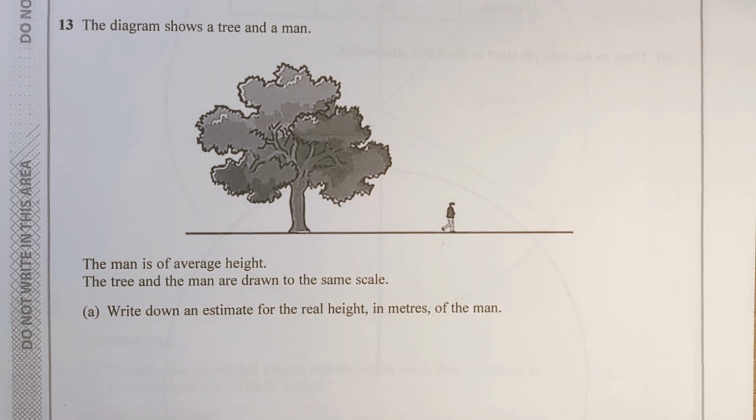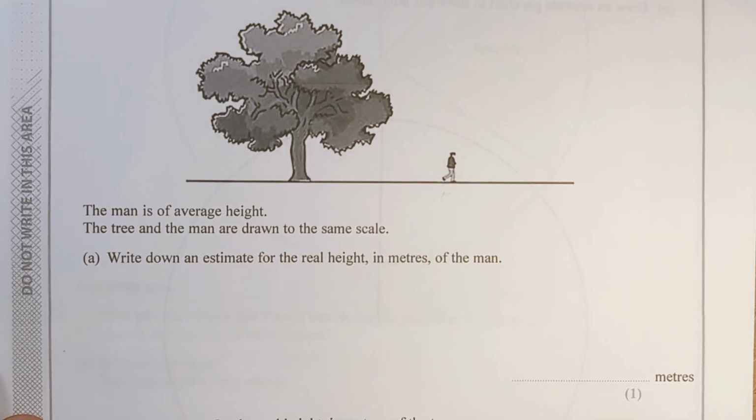Question 13. The diagram shows a tree and a man. The man is of average height. The tree and the man are drawn to the same scale. Part A, write down an estimate for the real height in meters of the man. Okay, so you need to have a rough idea of how tall someone should be. You could use your height if you're reasonable height. They'd give you a range of answers here, so long as it's not something too short or too tall. I think I'm about 1.6 metres, which is probably a bit shorter than average, but I'm going to go with 1.6 metres for the average height of a man.